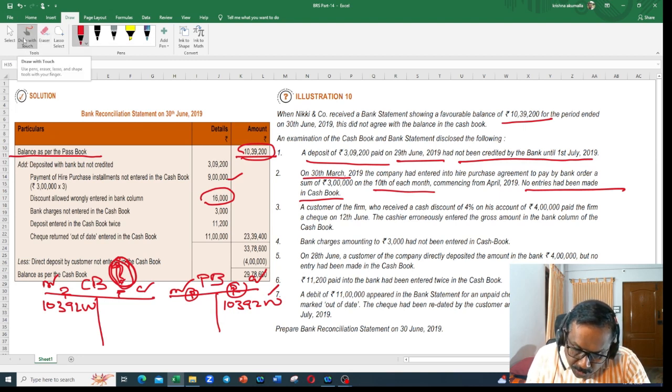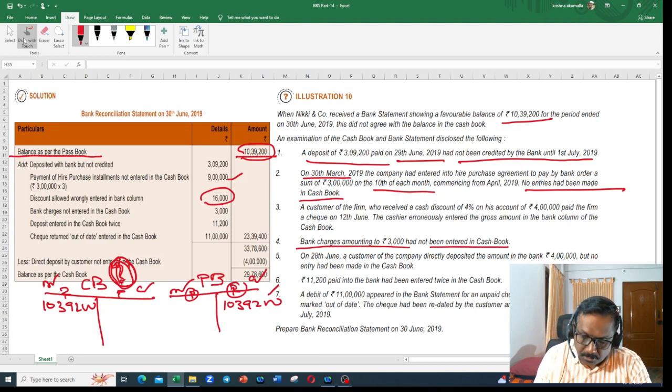Bank charges amounting to 3,000 had not been entered in the cash book. Very simple. 3,000 bank charges were entered in the passbook but not entered in the cash book. The passbook balance got reduced here. The question mark balance is the cash book balance, which got increased. So you need to add 3,000. Bank charges not entered in the cash book.